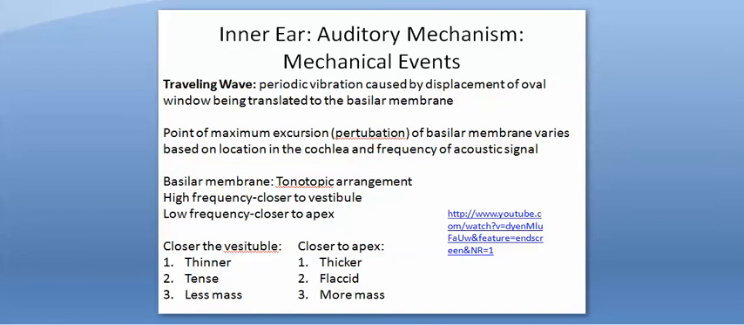It's interpreting those higher frequency sounds, whereas closer to the apex of the cochlea, which is kind of counterintuitive because you think thinner would be up higher, closer to the apex, but that's not true. So closer to the apex, you're going to be able to interpret those lower frequency sounds due to that thicker, flaccid, more massy basilar membrane. And so that brings us back to this point of maximum excursion. So you're going to get a higher maximum excursion with a more flaccid basilar membrane there closer to the apex. So go ahead and watch that video, and it'll help bring things together for you.